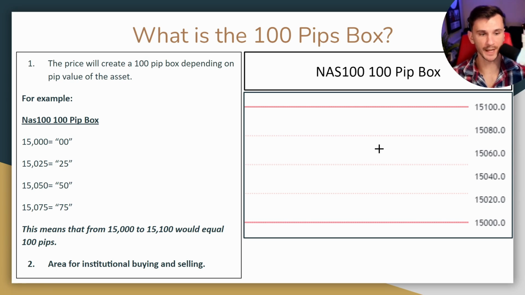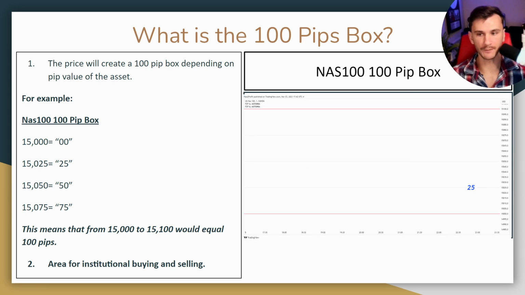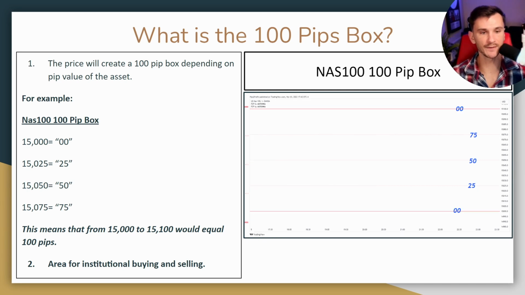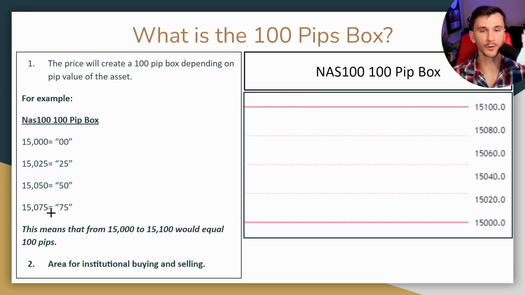For example, here on the NASDAQ, we have the price of $15,000. And up here you can see the price of $15,100. And in between that, you're going to notice some smaller dotted lines in which you will have 25 pip increments, giving you in total a 100 pip range or box. You have 25 right here, $15,025, 50, which would be $15,050, and then 75, which is going to be $15,075.